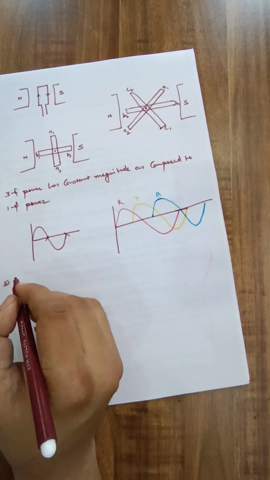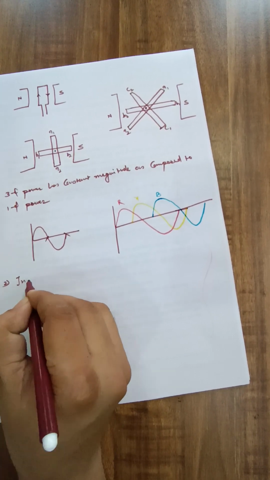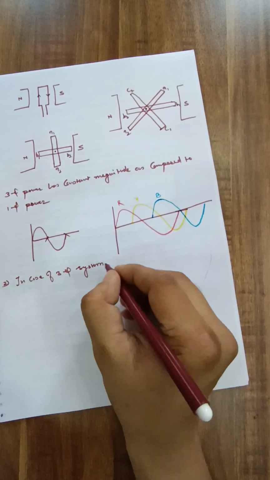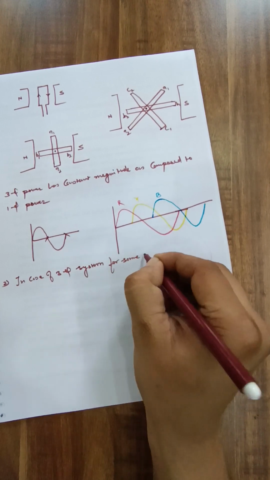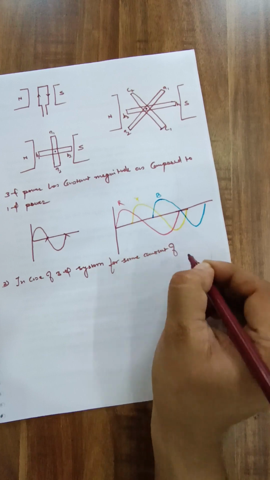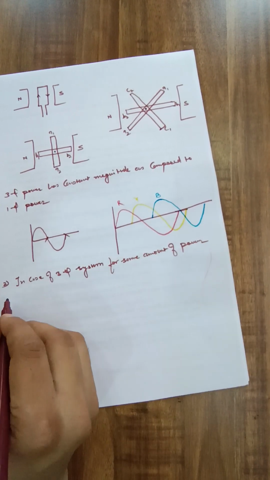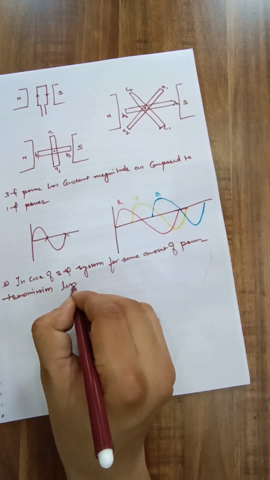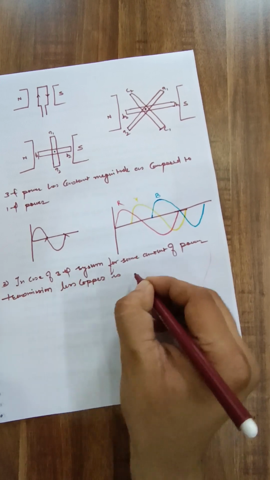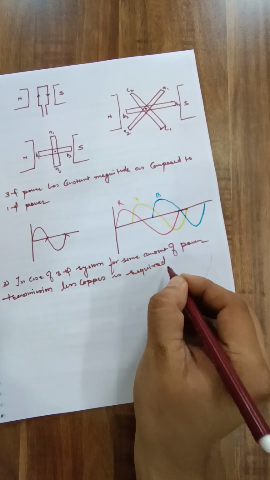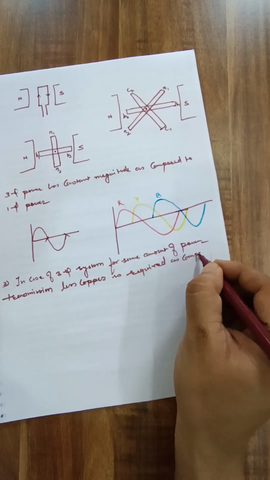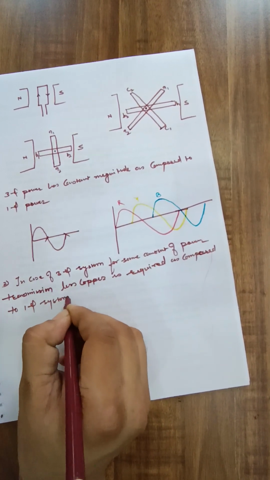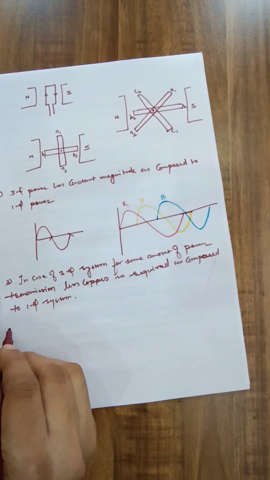Second point can be, in case of three phase, for same amount of power transmission less copper is required as compared to single phase system. Clear?